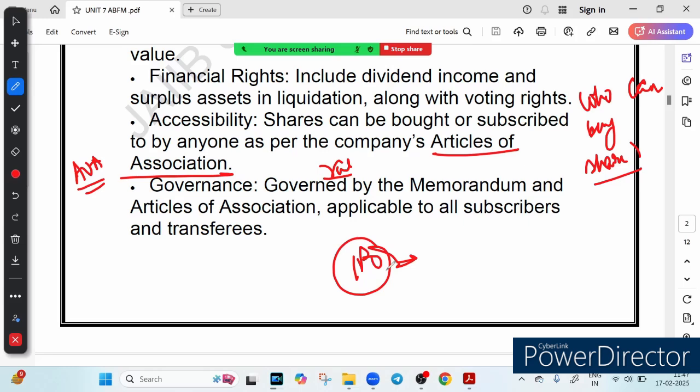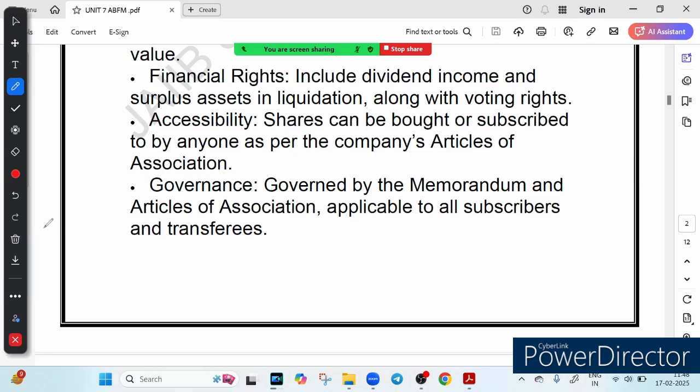The company sells its shares to the public for the first time. This is called an initial public offering, right? Now there is something called control and rule. Shareholders follow the company rule book, and the company rule book is called the memorandum of association and articles of association, which ensure fairness in decision making, right?